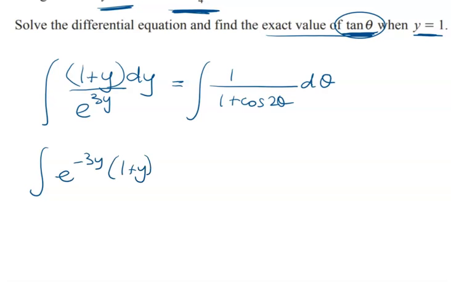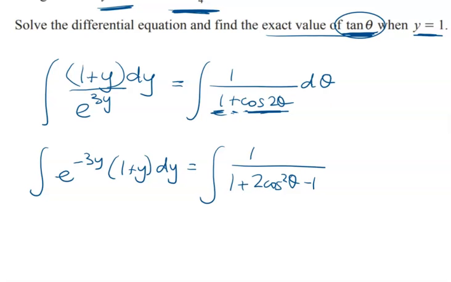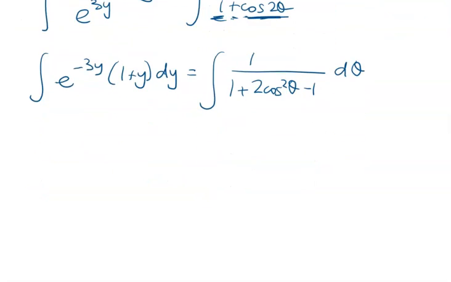On the left-hand side, let's start by rewriting this as e to the negative 3y times 1 plus y dy. And on the right-hand side, this looks bad until you think about the three possible double angles that we've got. If we want to undo the 1 plus, which looks like it might be going to be a problem, we can use 1 plus 2 cos squared theta minus 1 d theta. So I'm going to work through on the right-hand side, and we'll see that this falls out really nicely now.